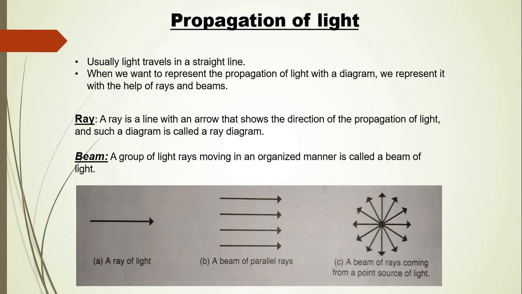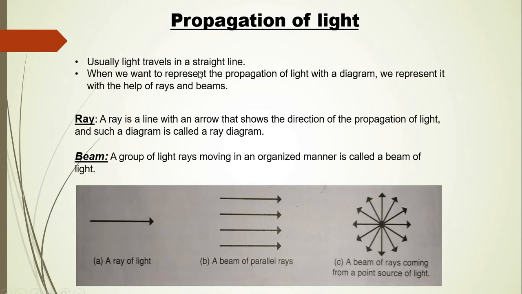Now coming to the propagation of light. First of all, understand the meaning of propagation. Propagation means how light travels, what kind of path it takes to travel from one place to another. Let us see about propagation of light, how it travels.